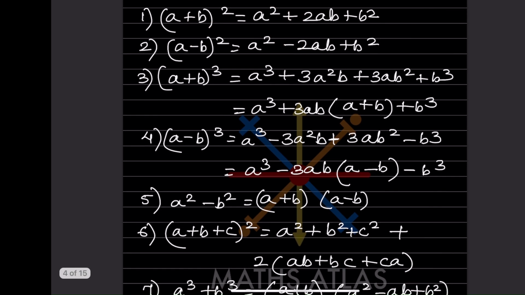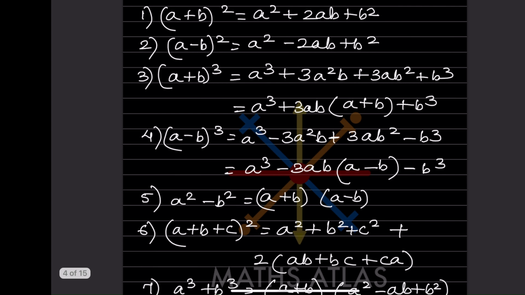Now let us see the next formula, (a plus b) cube. This will be a cube plus 3a square b plus 3ab square plus b cube. Can you see this? A is going in descending order: a cube, a square, then a, and after a there is nothing. Here there is no b, but then b is going in ascending order from small to big: b square and b cube.